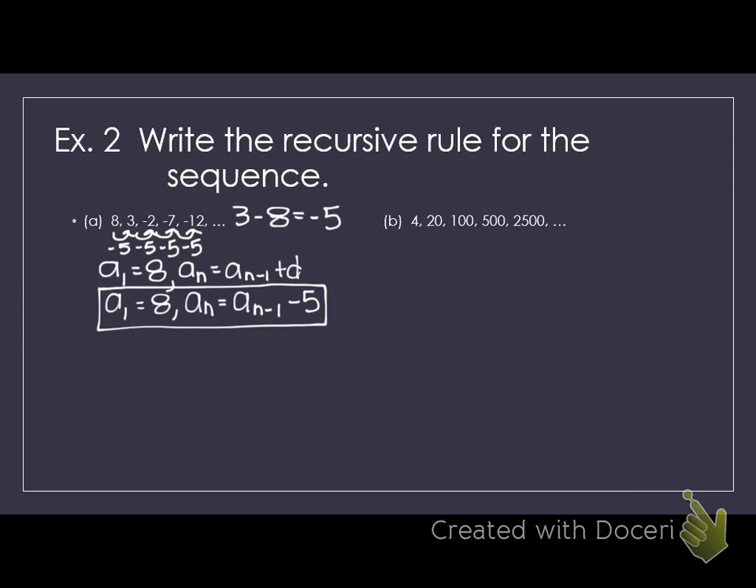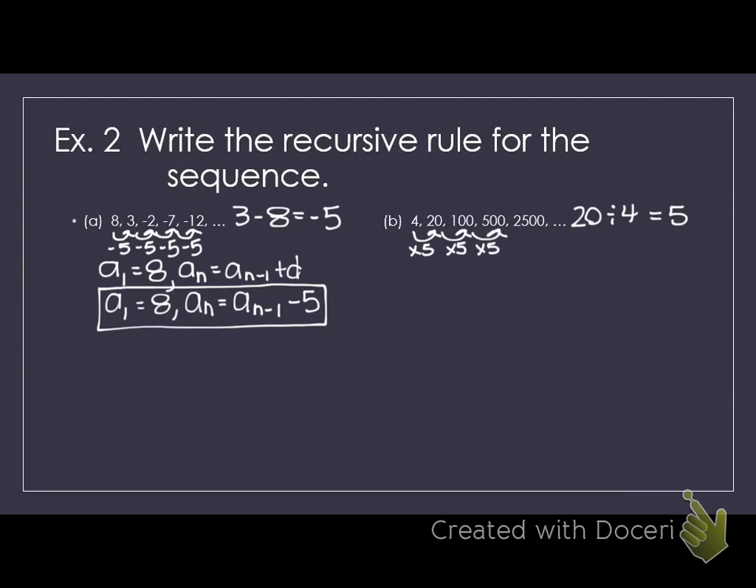We already talked about letter B and how it looks to be geometric, so let's go ahead and see if we have a common ratio. LJ, how do I find the common ratio for this one? Good, I'm going to divide 20, the second term, by 4, which is the first term, and so that equals what? 5. All right, let's test it out. We know it's going to work on the first one. What is 20 times 5?